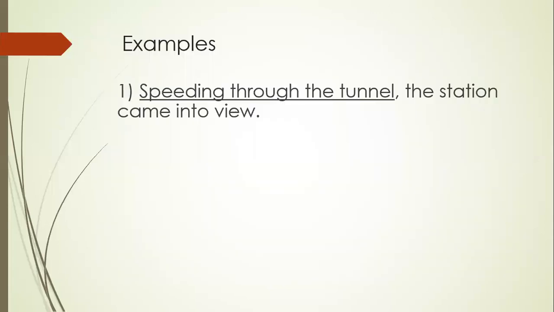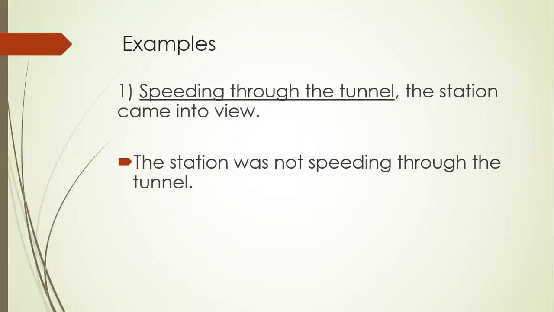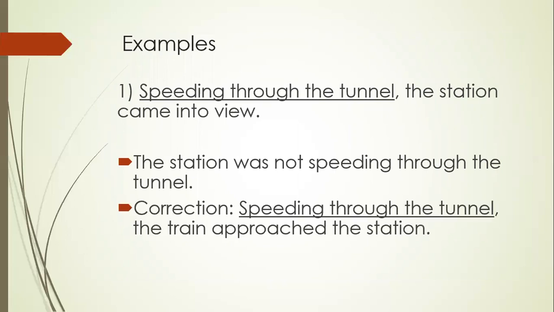Okay, let's have a look at a few more examples. Here, speeding through the tunnel, the station came into view. Now the station was not speeding through the tunnel. What was speeding? Nowhere do we see a train. To correct this, you would say speeding through the tunnel, the train approached the station. So in an exam or test, you'll be asked to identify and correct this error. You'd have to add on so that the sentence then makes sense. Here, the train was added.